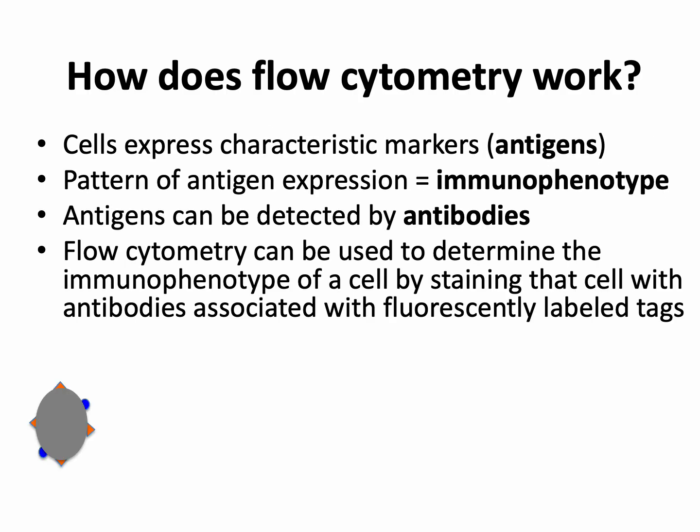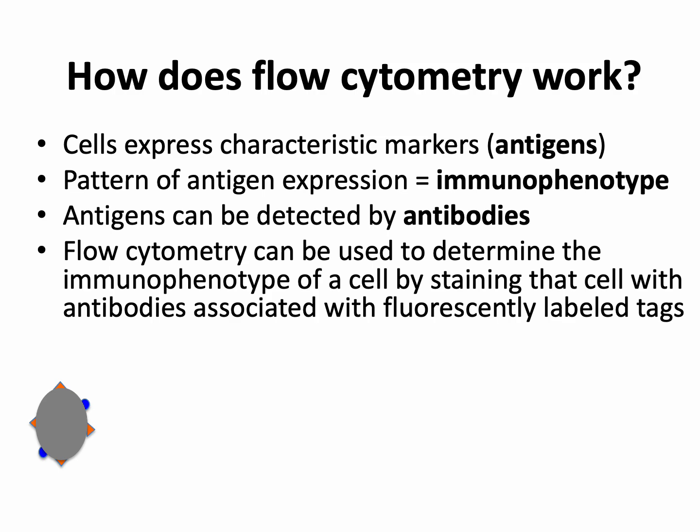Now, in addition to measuring physical properties of a cell with flow cytometry, we can also use this technology to look at what markers are expressed on the surface of a cell. Different cells will express characteristic markers, these are known as antigens, and the pattern of antigen expression of a cell is known as the cell's immunophenotype. Antigens can be detected by applying antibodies to the surface of the cell, and flow cytometry can be used to determine the immunophenotype of a cell by staining that cell with antibodies associated with fluorescently labeled tags.